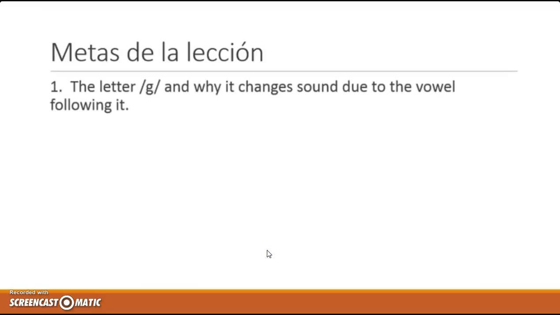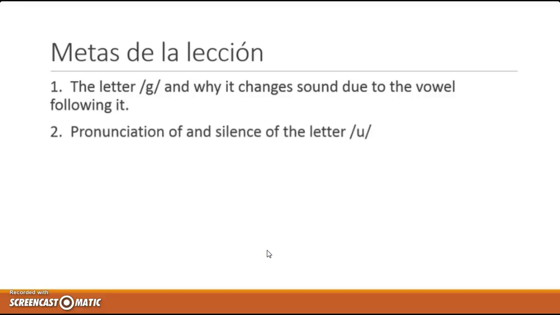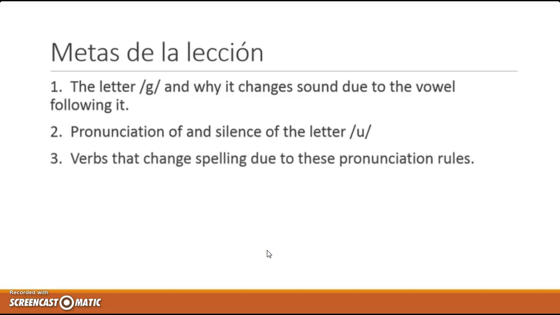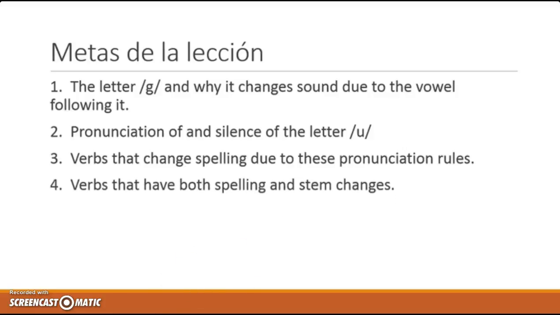So the first goal is to talk about the letter G and why it changes sound due to the vowel following it. In Spanish, it doesn't always have the same sound. We'll also talk about the pronunciation of and the silence of the letter U when coupled with the letter G. So therefore, there are verbs in the present tense that have to change their spelling due to these pronunciation rules, because we always want to keep the same sound as the infinitive. And then there are some verbs that have both spelling changes and stem changes together. So they'll have a consonant change, and then they will also stem change in the vowel.